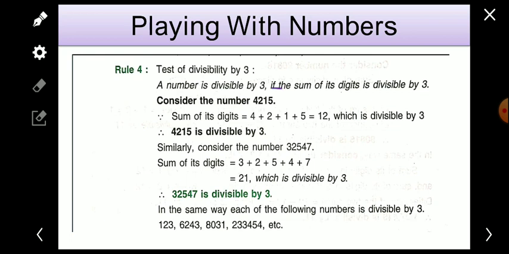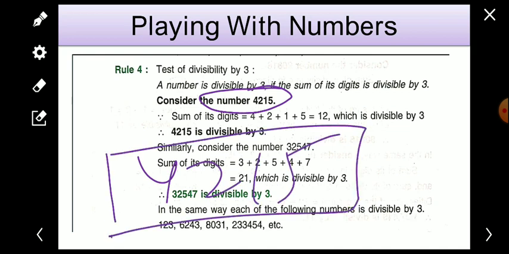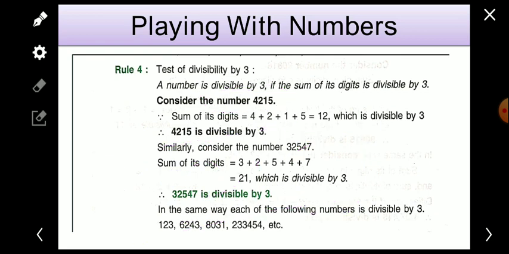Suppose that we have considered a number 4215, and it is asking to test whether the number is divisible by 3 or not. Then what will you do? The rule is that if the sum of digits is divisible by 3, then the number will be divisible by 3. So at first we will find the sum of its digits.